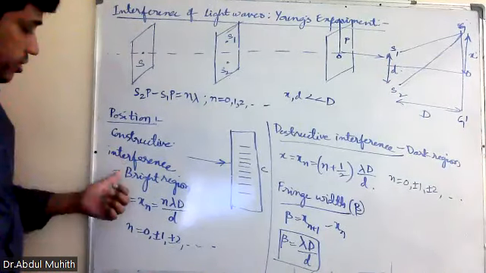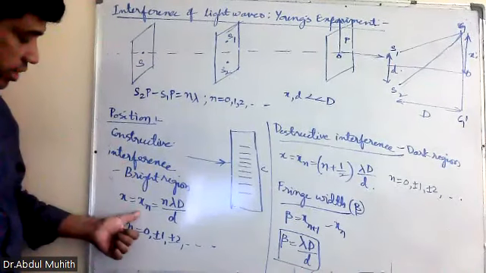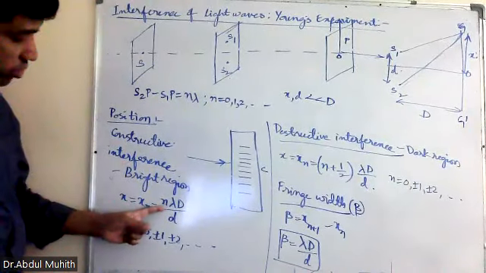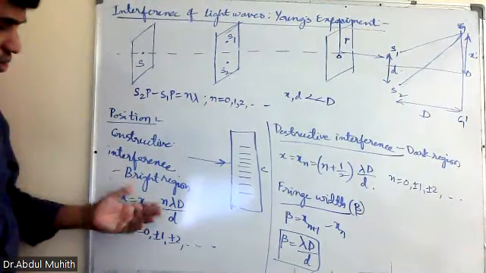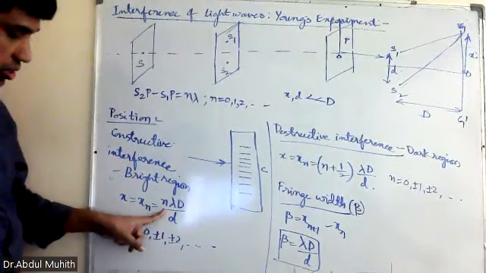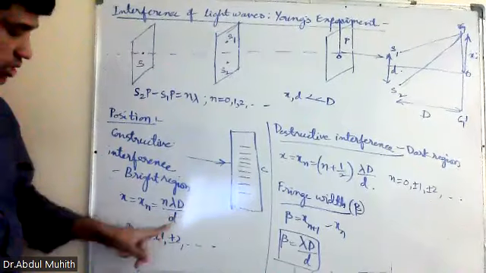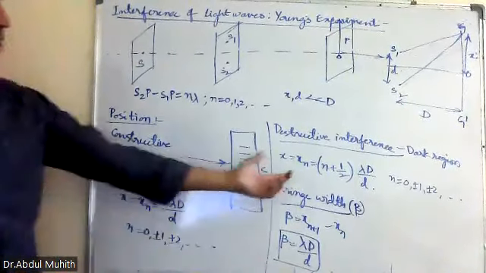So the constructive interference, the bright fringe, is found where? When x is equal to xn, which is equal to n lambda D by small d. n is a number, that means whatever number you have, 0, 1, 2, 3, 4, and lambda is the wavelength of light, which is in nanometer or angstroms. D is in centimeters or meters. Small d is also in centimeters or meters. It is very, very small. This is for constructive, and this is for destructive.